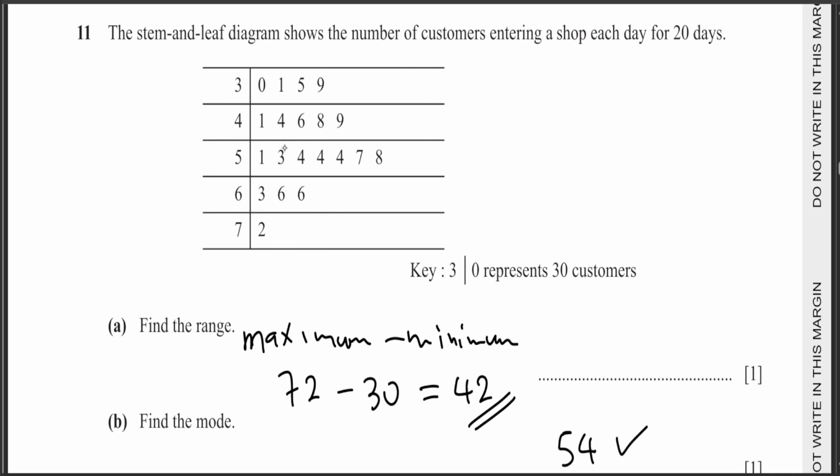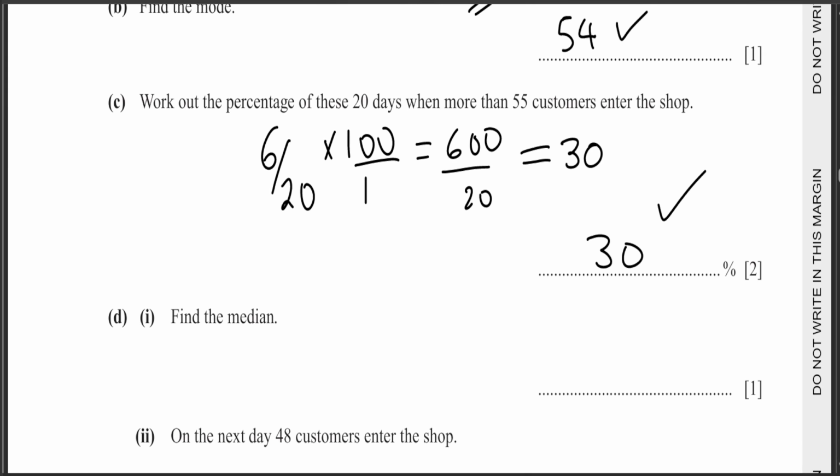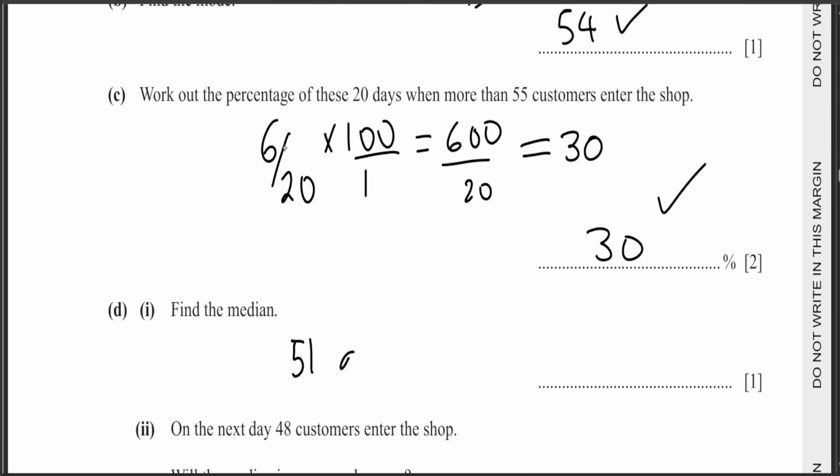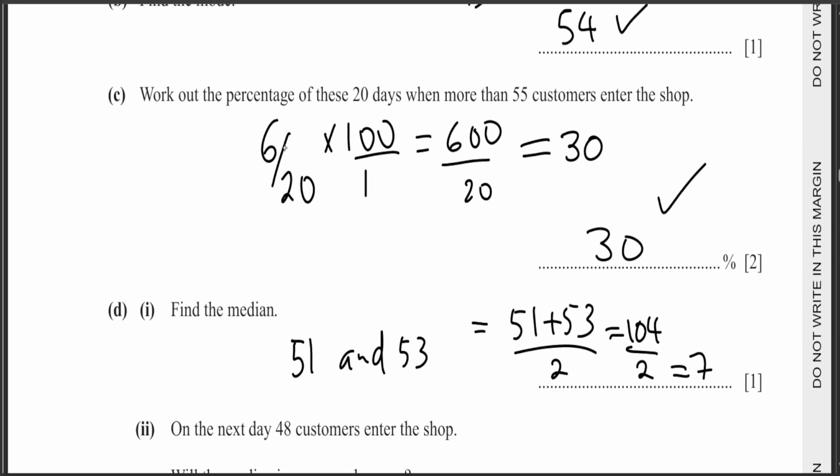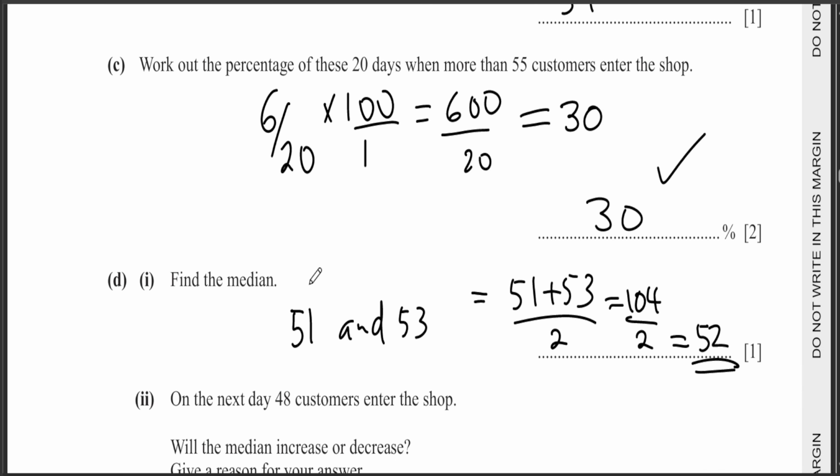So if this cancels, this cancels, this cancels, and so on, you just remain with only these ones, and that is 51 and 53. Then if you get two numbers, you normally add the two numbers, 51 plus 53, divide by 2. That gives you 104. Divide by 2, which is 52. I think I did the wrong thing somewhere.